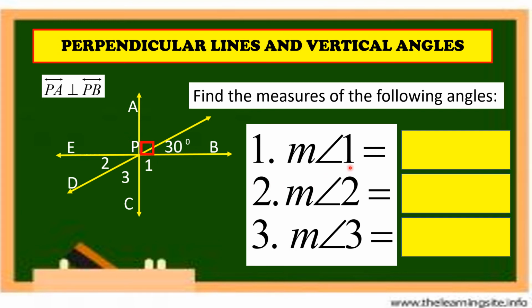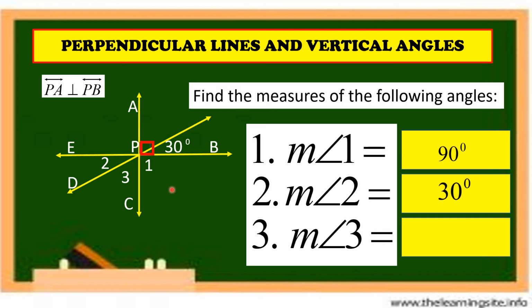We need to find the measure of angle 1. What is the measure of angle 1? This is a right angle. This is also a right angle. Therefore, the measure of angle 1 is 90 degrees. We need to find the measure of angle 2. So, we have vertical angles here. Therefore, what is the measure of angle 2? The measure of angle 2 is also 30 degrees.